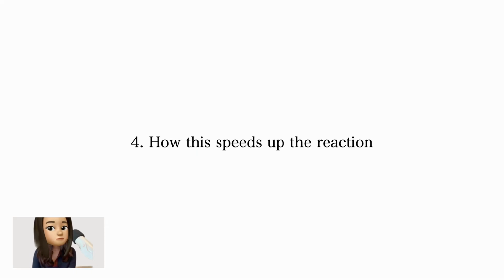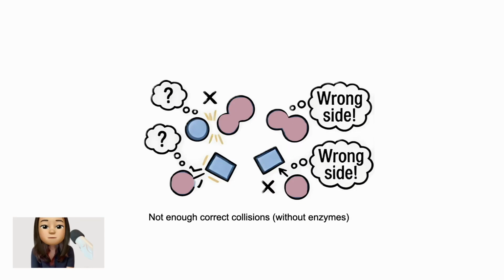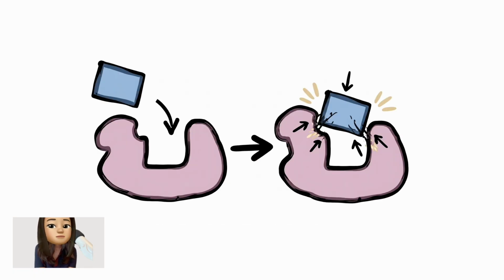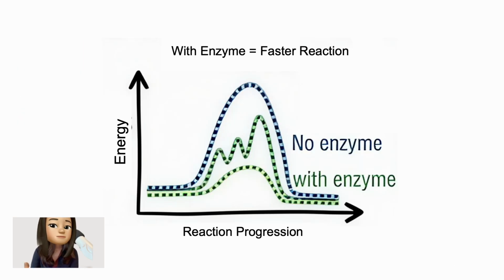Chapter 4. How does this speed up the reaction? As you may already know, every reaction has an energy barrier that needs to be overcome, and this energy barrier is called activation energy. Without enzymes, most reactions are slow because molecules just don't get enough correct collisions. Induced fit helps fix that. By changing the shape, the enzyme reduces wasted collisions, improves alignment, and stabilizes the transition state. So the reaction happens faster.